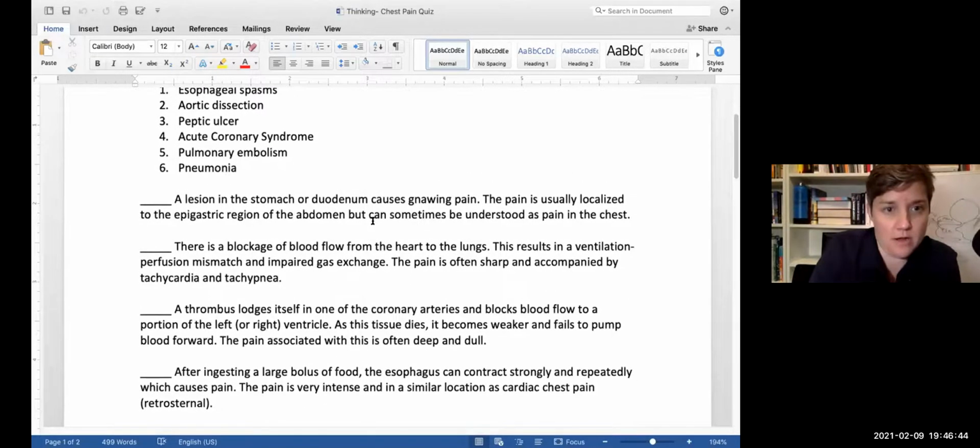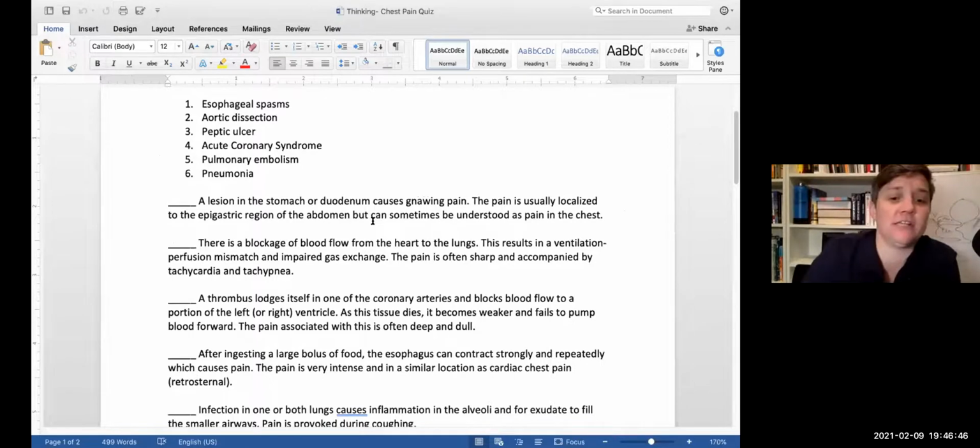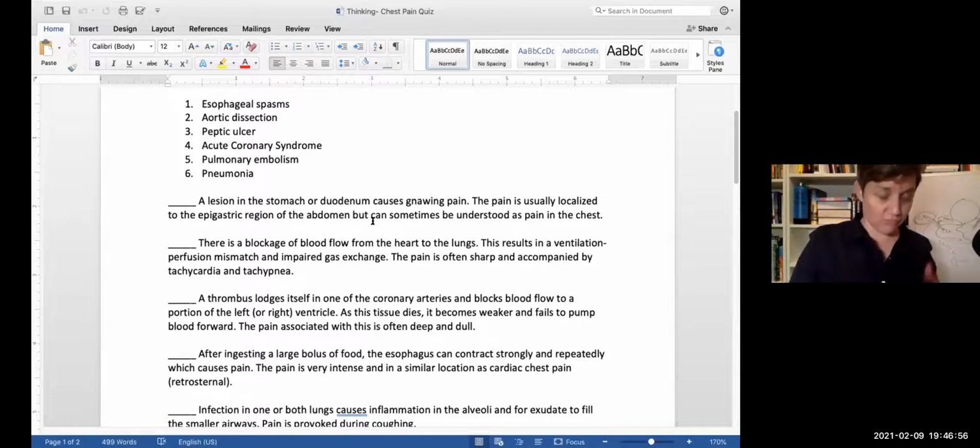All right. Our next one says, after ingesting a large bolus of food, the esophagus can contract strongly and repeatedly, which causes pain. The pain is very intense and in a similar location as cardiac chest pain, which is retrosternal, meaning behind the sternum. Y'all all picked one. Esophageal spasms. Bam. Good job.